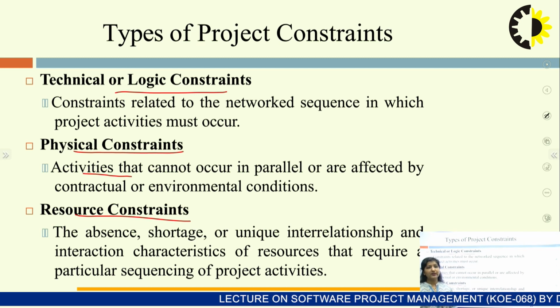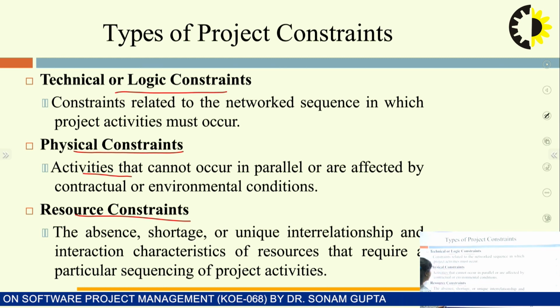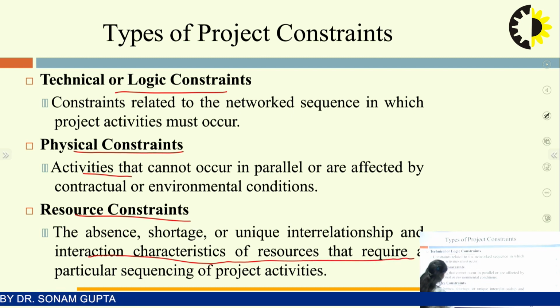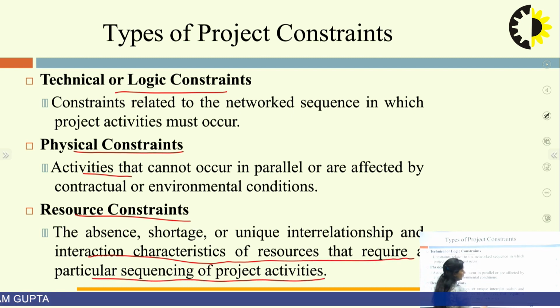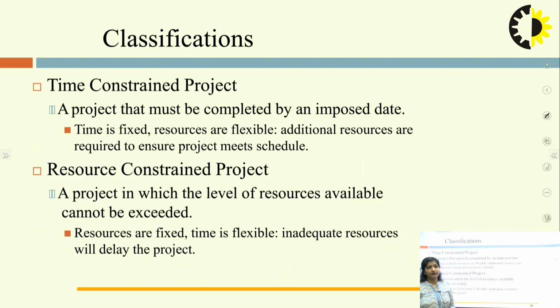Technical or logic constraints are related to the network sequence. Physical constraints occur in parallel or can be affected by the environment as well. Similarly, resource constraints are the absence or shortage, or the unique interrelationship and interaction characteristics of the resources, which require a particular sequencing of the project activities. Now classification can be done like this: time constraint projects can be classified at a single time, and resource constraint projects are the other type of project.